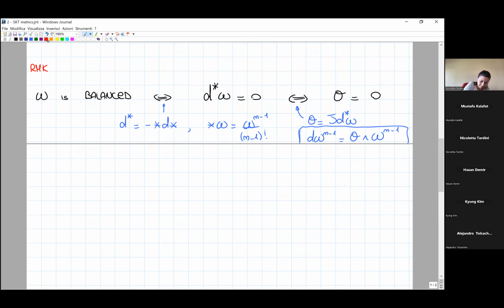Another remark is that, of course, if omega is Kähler, it means that omega is closed, so every other power of omega will be closed. So in particular, omega is balanced, because I'm saying that every power of omega is closed, so in particular the (n-1) power will be closed.